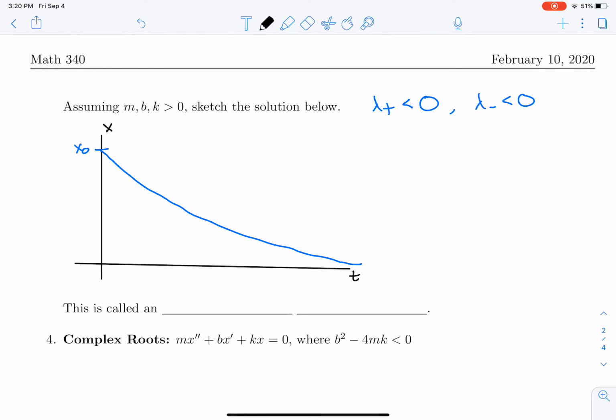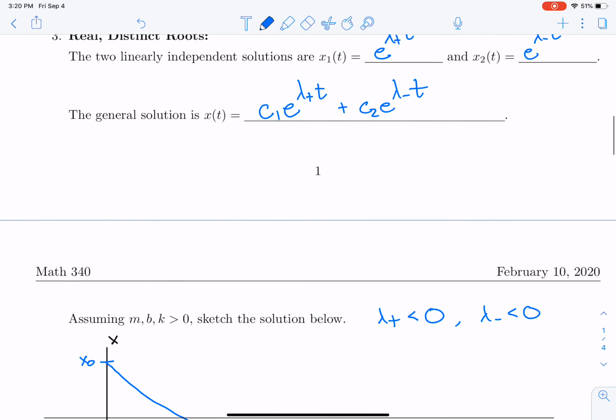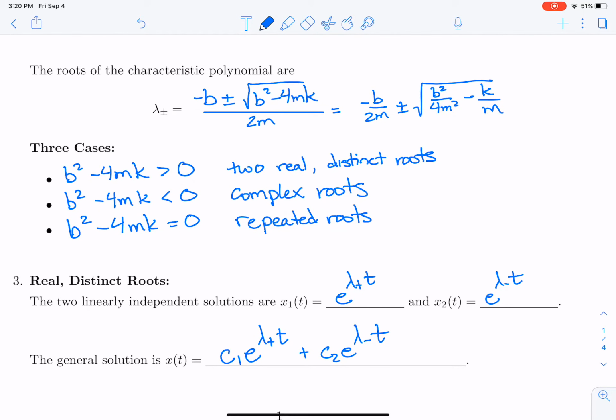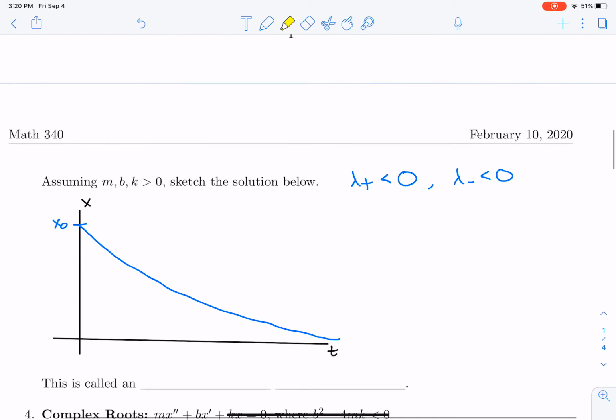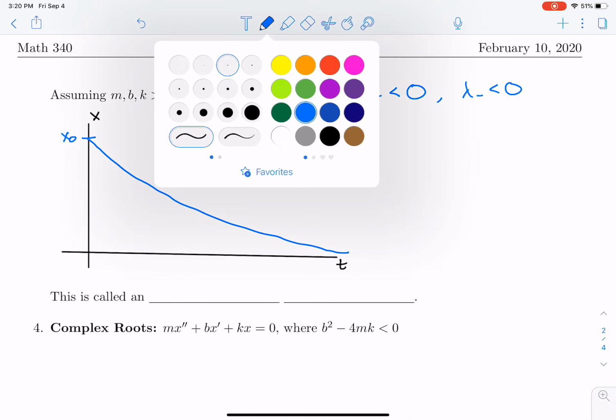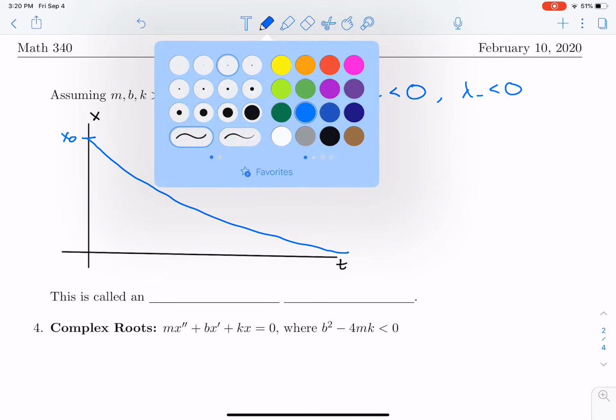And I say that it's slow because I'm anticipating that this term here, while less than this term here, is still going to be close to the value of that term. And so one of those lambdas, lambda plus, is going to be pretty close to 0. So that's going to be a slow decay. In this case, we call this an overdamped oscillator.